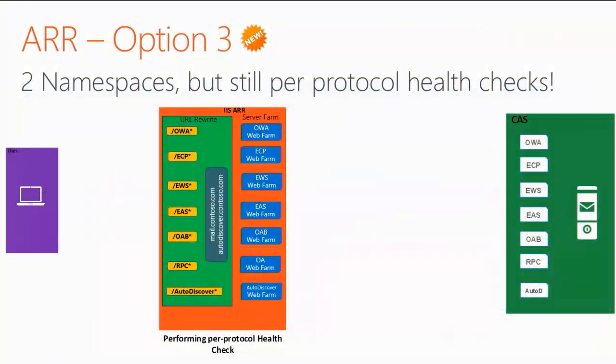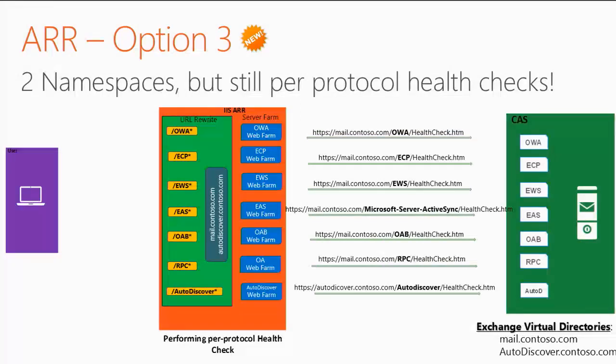Let me just show you again, no demo, how it works. The first thing is, on the cache side, as I promised, you have only 2 namespaces, one namespace, and the other one for autodiscover. And within the web farms, all the different web farms that you have, these are your health check URLs that you will put in for each web farm. They are similar, but if you look at the path, it's /owa/ECP/ActiveSync, and so on.